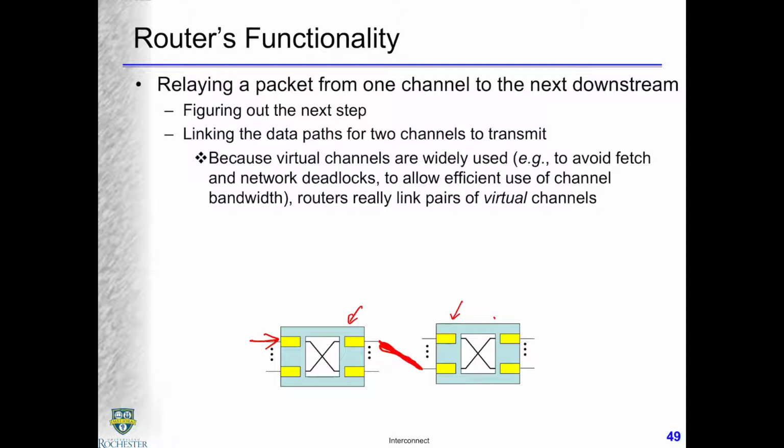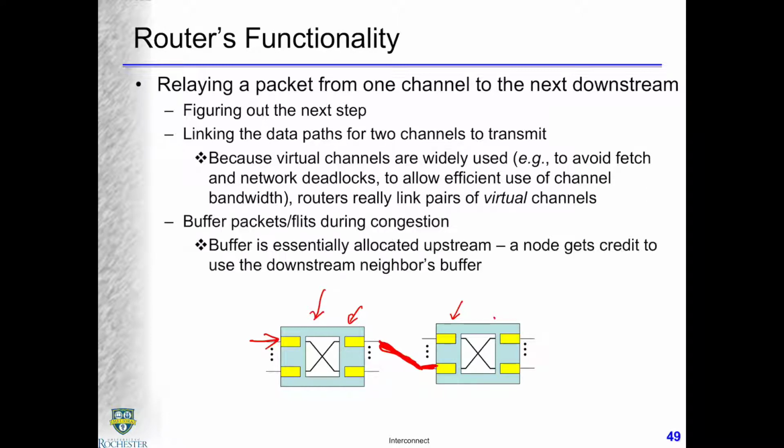Okay, that's route computation. And since virtual channels are used all the time, within this one physical channel that comes in, there may be a number of virtual channels. So what you're really deciding at this node is which virtual channel of the downstream neighbor you need. So that's part of the calculation. You also need buffers.